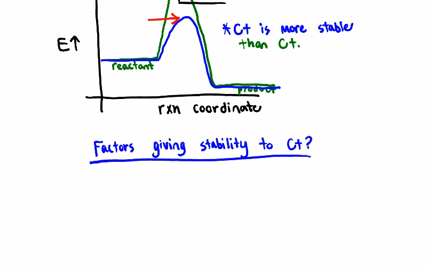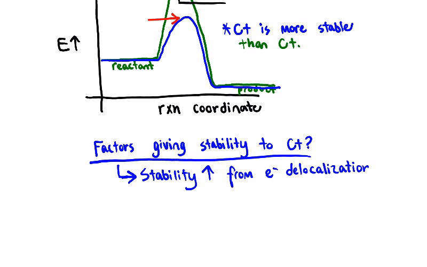So factors that give stability to carbocations basically are going to rely on electron delocalization. So we're trying to move around electrons to delocalize or spread out that positive formal charge. In order to give stability to the carbocation, what it's going to come down to is that stability is increased by electron delocalization. So we don't want that formal charge basically to be locked on just the carbon atom. We want to be able to share it with other atoms.